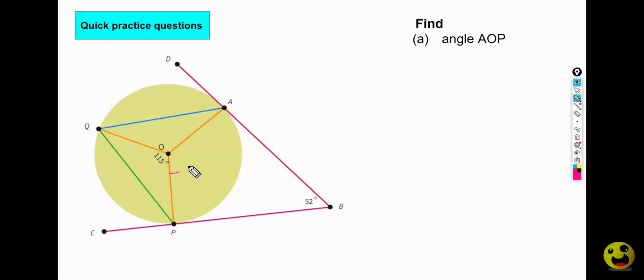AOP. That was the angle they were asking for. Now, for this one, remember I told you the hint was you will use rule number 5. Rule number 5 says if there's a radius and a tangent, look at that orange line. That orange line is a radius, and this pinkish line is a tangent. So the angle, according to rule number 5, between the radius and the tangent is 90 degrees.